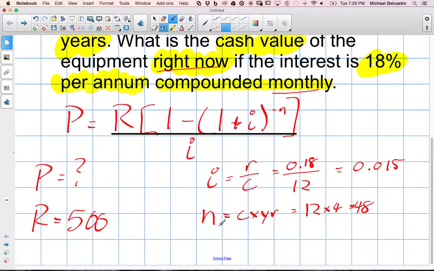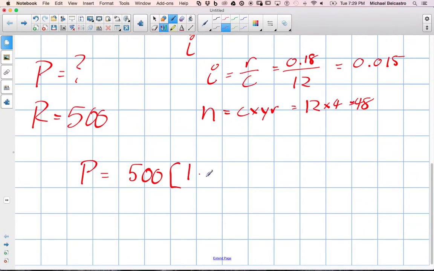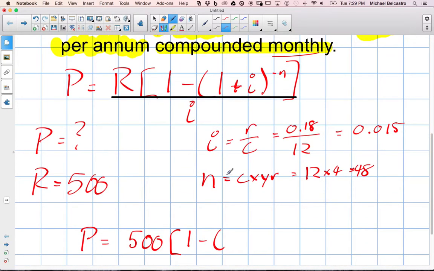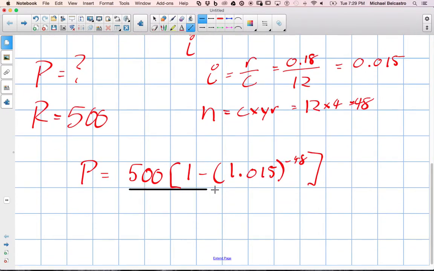Okay, so now that we essentially have our values, we're just going to plug in. So P is equal to the regular payments, 500, times 1 subtract 1.015 to the power of negative 48. And then everything at the very end is all divided by our 0.015.